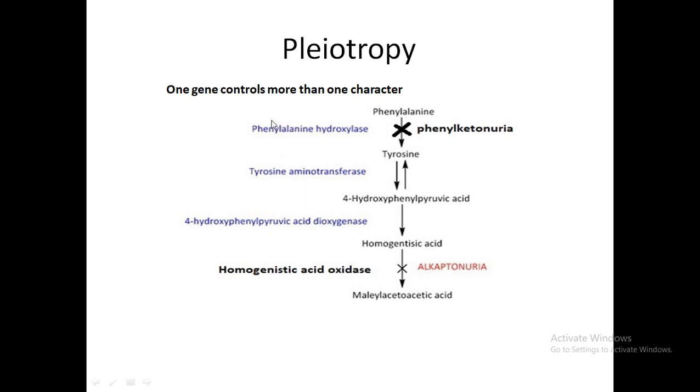So if there is a defect in this gene, then it affects indirectly all the other genes. So this phenylalanine hydroxylase gene is controlling indirectly the genes which are responsible for these three enzymes also. Thus, the gene controls more than one character. In this case, the entire metabolic pathway is affected if there is a defect in the gene that codes for phenylalanine hydroxylase.